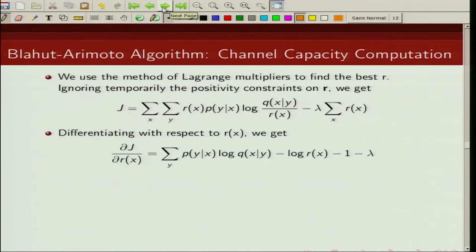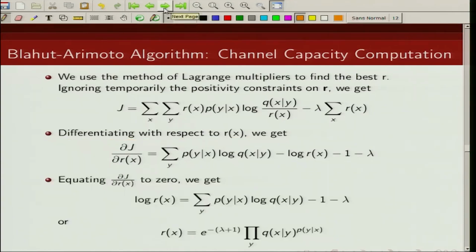Now the next step is to find the optimal value. I differentiate it with respect to R of x. When I differentiate with respect to R of x, I get the summation over y of p of y given x times log of q of x given y, minus log of R of x, minus 1, minus lambda. Now when we equate this to 0 and collect terms, what we get is log of R of x is equal to the summation over y of p of y given x log of q of x given y, minus 1, minus lambda. Or in other words, I can write R of x in this particular way.